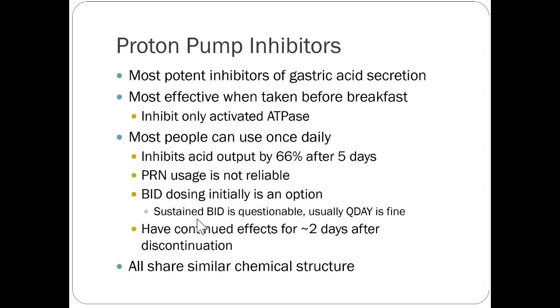These products are actually delayed or extended release in order to get through the stomach and get absorbed, and the idea is you get them absorbed in 20-30 minutes after taking it, and then you eat a meal and your ATPase is activated, and then the drug will work on the specific areas. Most people take them once daily, and somebody who takes a drug once daily inhibits acid output by about 66% after 5 days, which is usually enough to decrease symptoms of GERD or heartburn.